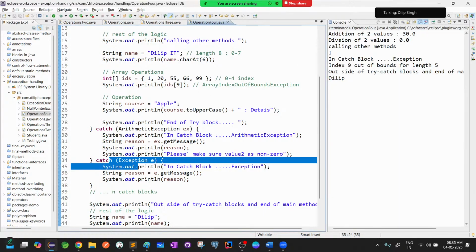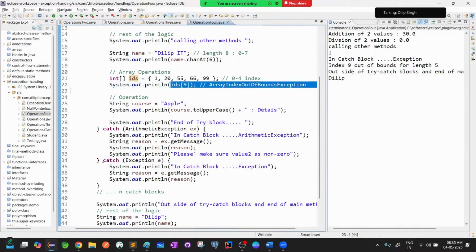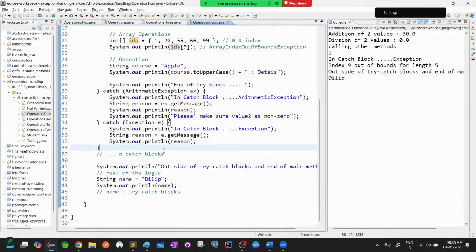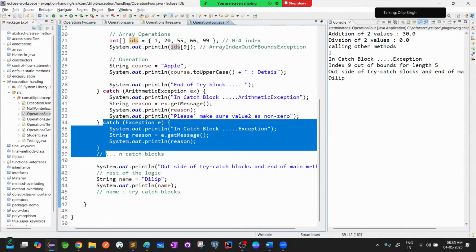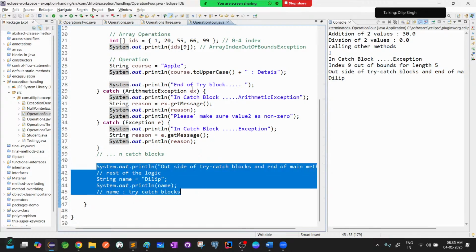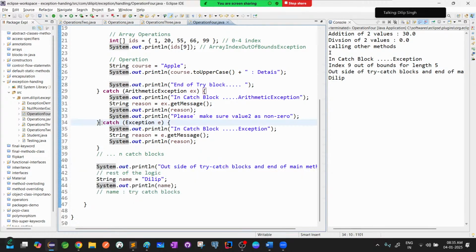Even though you got an index problem here, this catch block is executed. This catch block is executed. And the rest of the logic is executed. Now, can you guess and tell me?